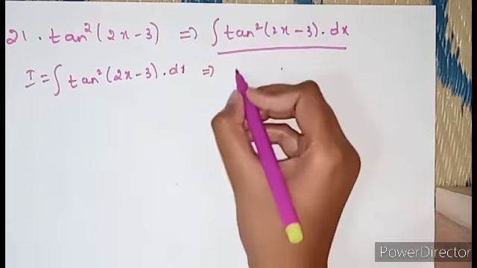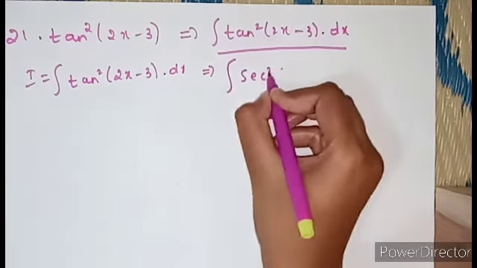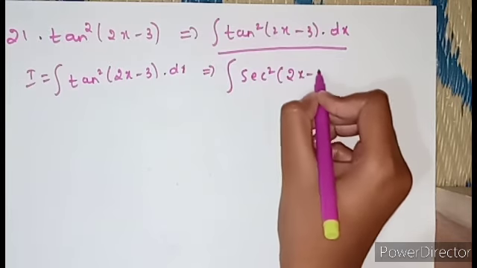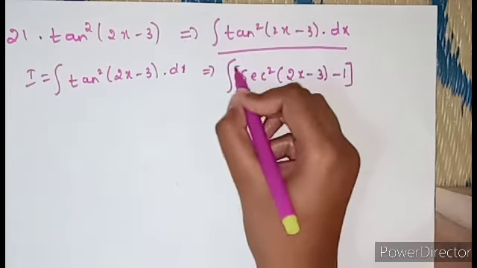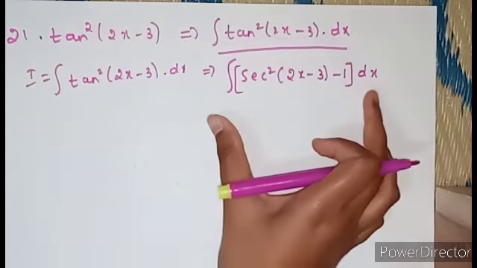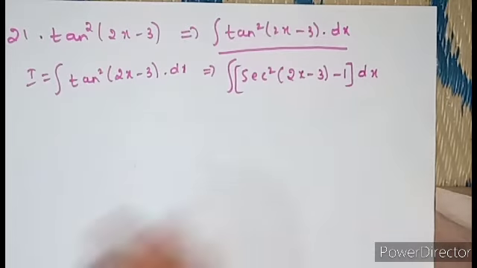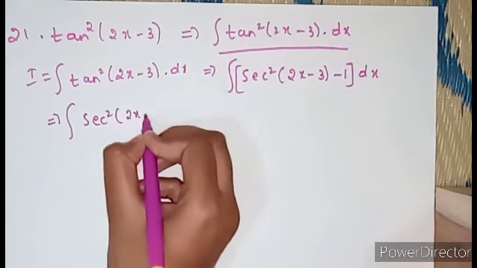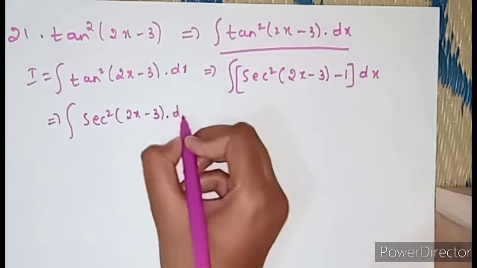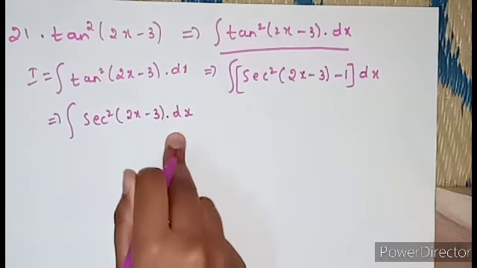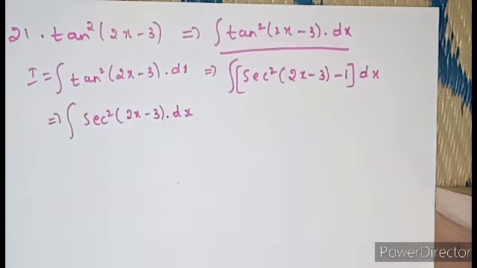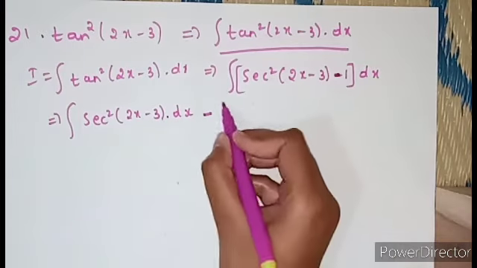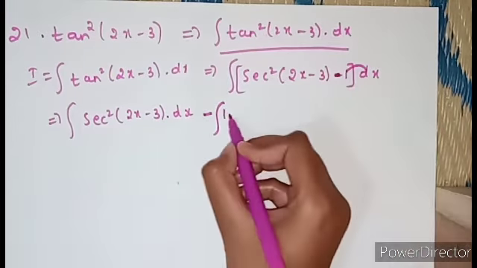So try to use that formula, secant square. In place of x we have 2x minus 3. So substitute secant square of 2x minus 3 minus 1 into dx. Now integrate these functions separately. Integral of secant square 2x minus 3, integration with respect to x, since we are integrating with respect to x, so dx, minus, multiply this 1 into dx.